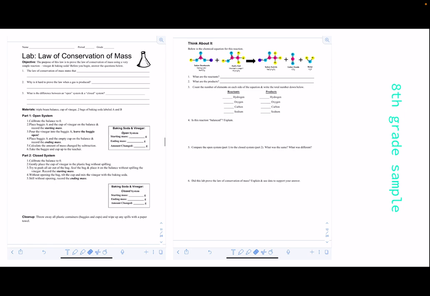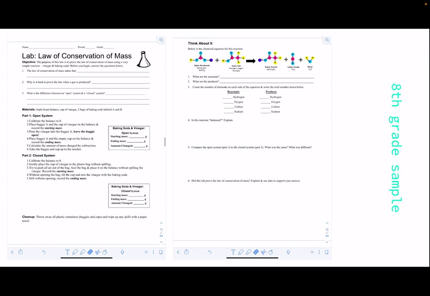This next one is 8th grade. You're given your front loading. The front loading is actual words this time rather than the pictorial, or I say pictorial, but you know. They're able to ask, what is the conservation of mass? Why is it hard to prove? What is the difference between an open and closed system?